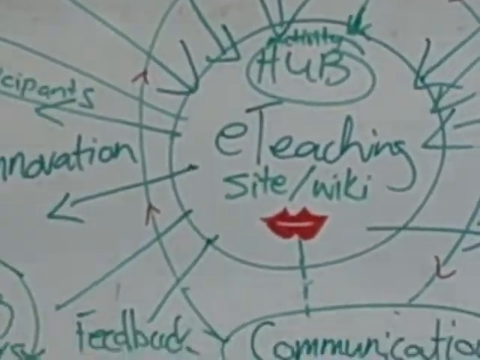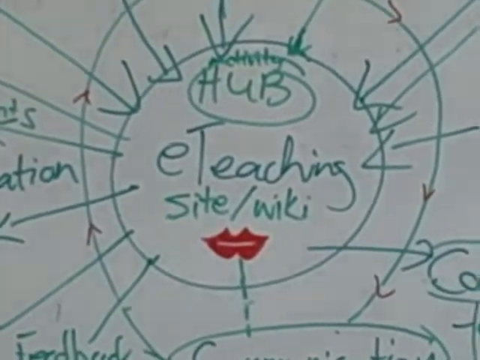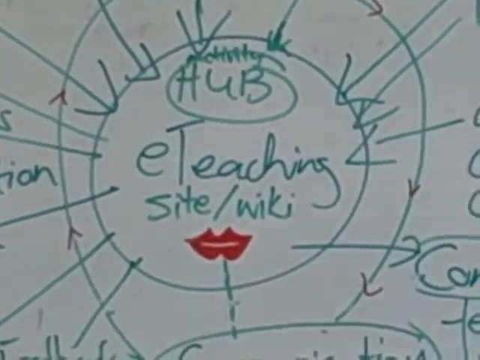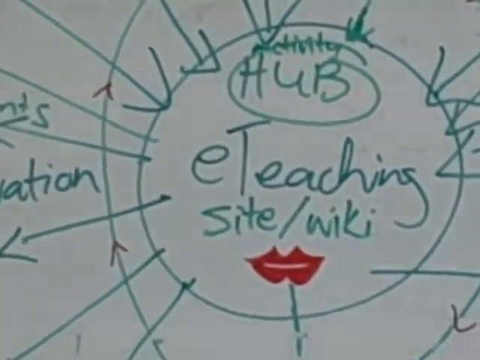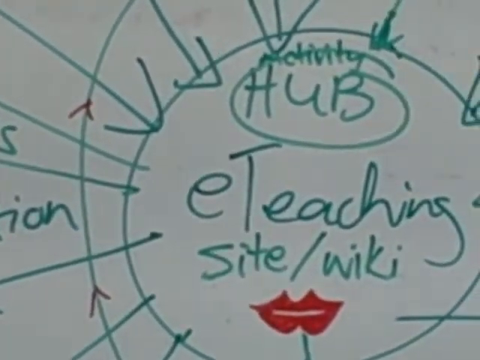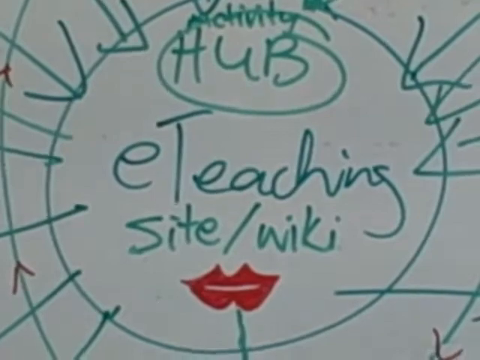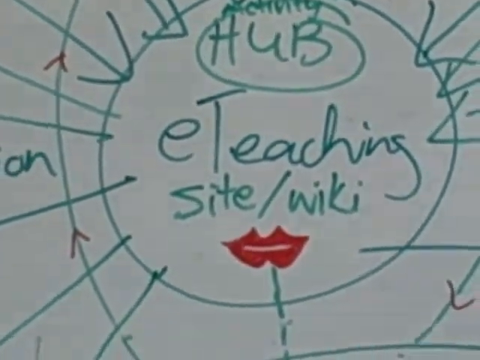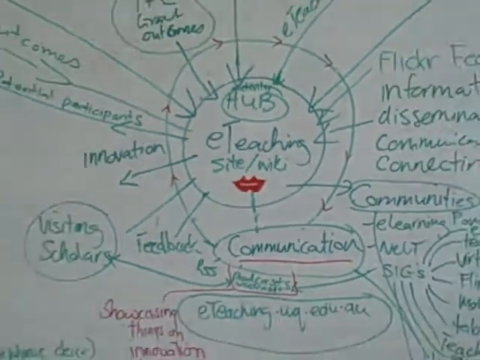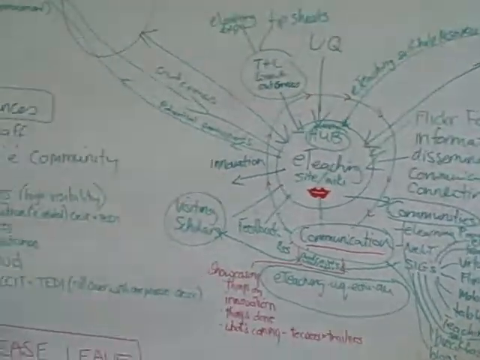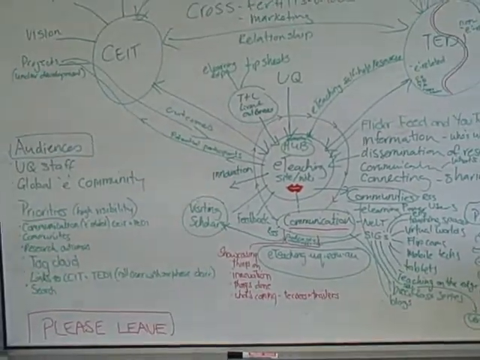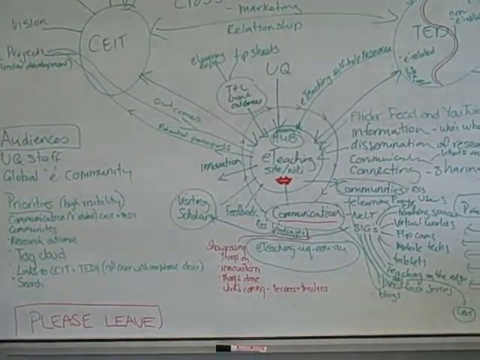Okay, we're going to our storyboard here of the eTeaching website. So as you can see, we're looking at this as being the activity hub. It's a site and a wiki so that people can contribute to it. And I'm just going to pan out for a minute so I can get a picture of our great piece of work here. It's hard to fit on the screen, but there you go.